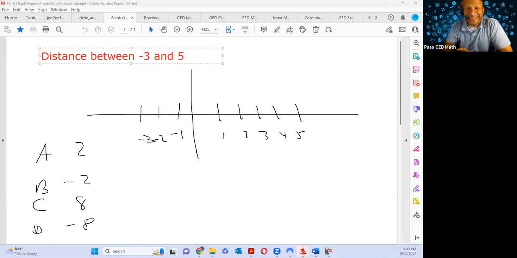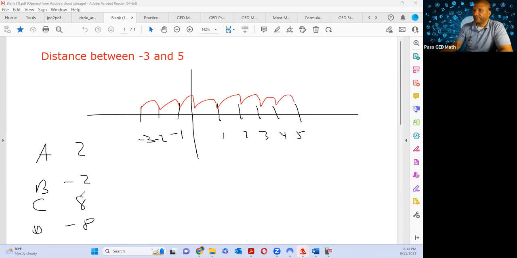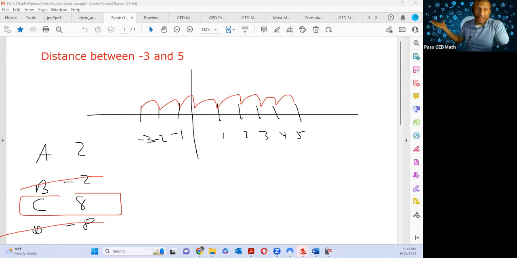So the distance between the two numbers, all you're doing is counting. 1, 2, 3, 4, 5, 6, 7, 8. That easy. It's not 2, it's not -2. The distance between two numbers can never be negative. So you already know it can't be B and it can't be D. At least if you guess, you've got a 50-50 chance between 2 and 8. But when they ask you the distance between two numbers, the answer cannot be negative.